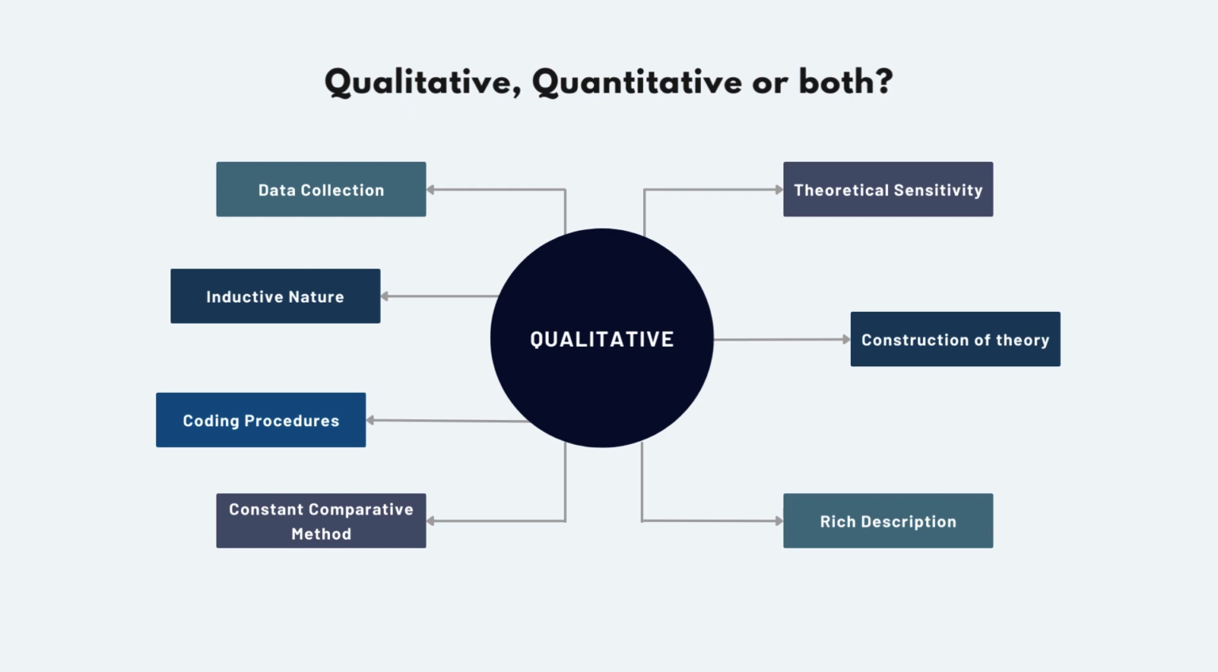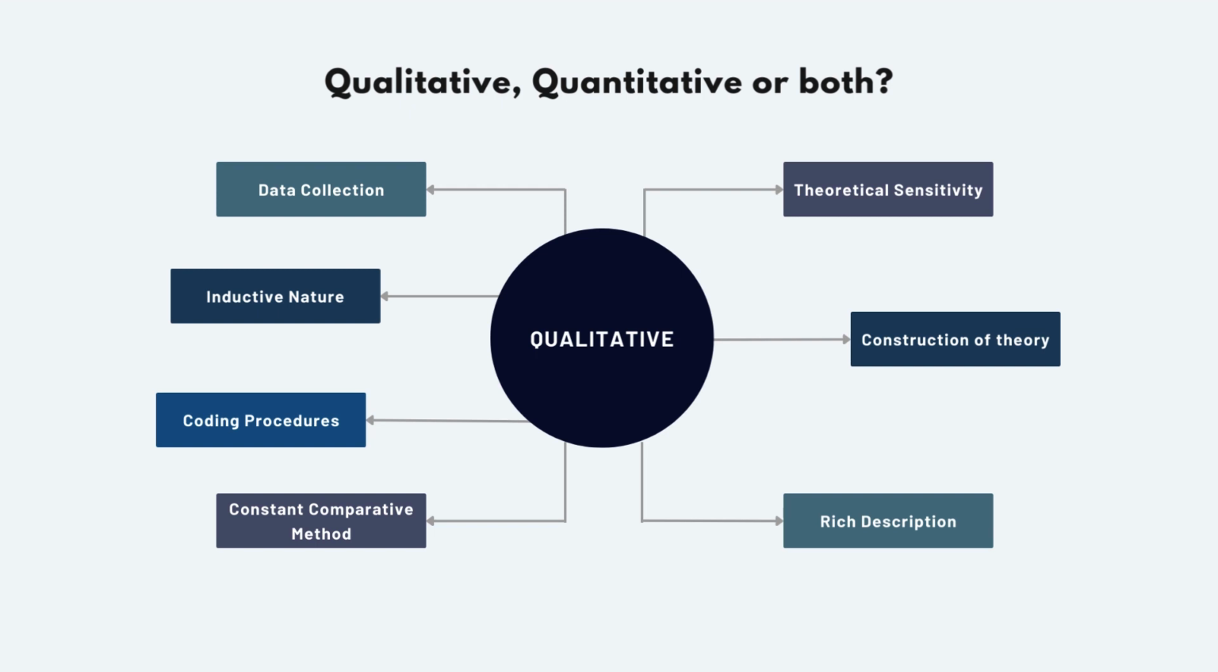So data collection. Grounded theory often involves collecting rich descriptive data through various qualitative methods such as interviews, observations, document analysis. And this data is not really numerical or quantifiable in the initial stages. Next, we have the inductive nature of grounded theory. It uses an inductive process where patterns, themes, and concepts are really identified from the data itself rather than being driven by a pre-existing hypothesis.